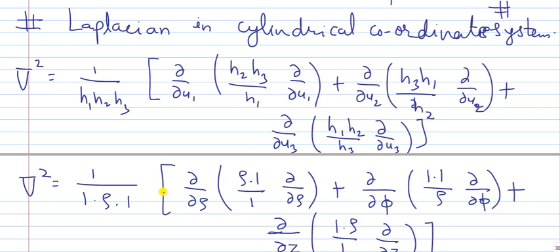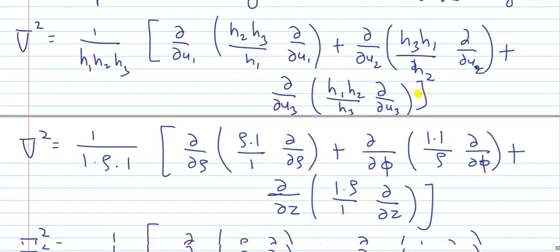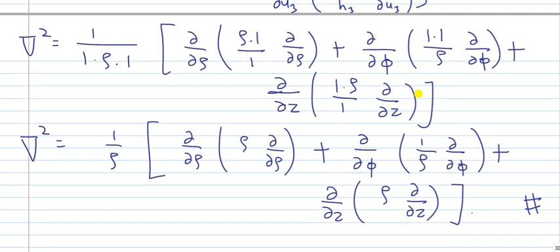Now just put the values. Here just put the values of s1, s2, s3 over here, and in a similar way u1 means rho, u2 means phi, u3 means z. Similarly put the values of s1, s2 like this. If you solve, this is the general expression. This is the expression for the Laplacian in the case of the cylindrical coordinate system.